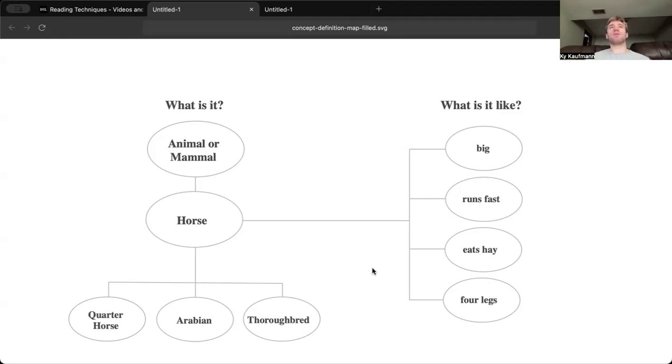And so it's really just useful for having a word there that you might know, might not know, and then being able to dive a little bit deeper so that you have a better understanding of what that is. And so yeah, that's the basics of a concept definition map and a graphic organizer. And I hope that was a little bit clear as mud. So yeah.